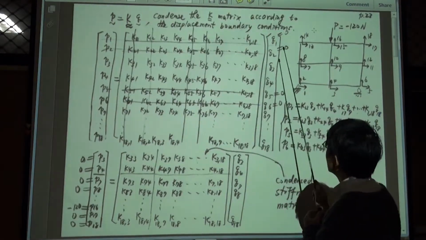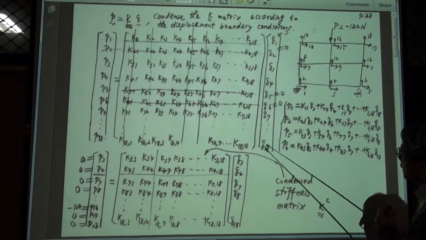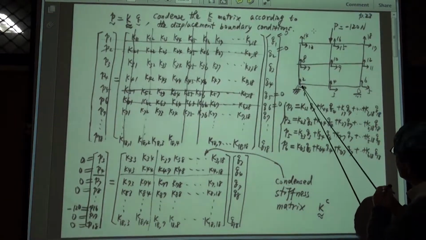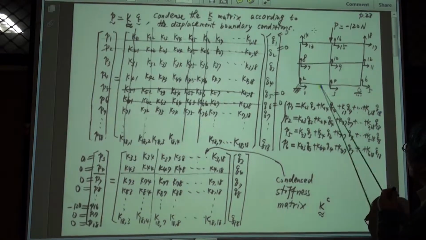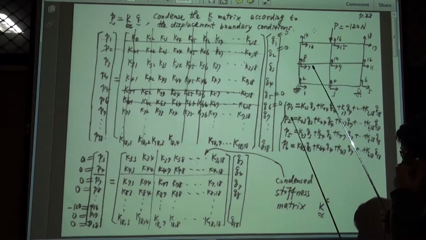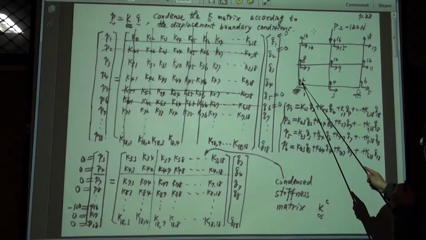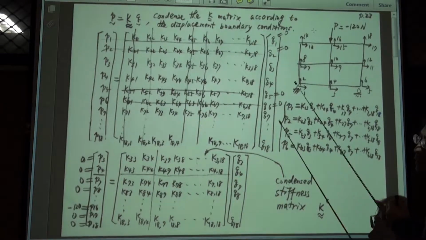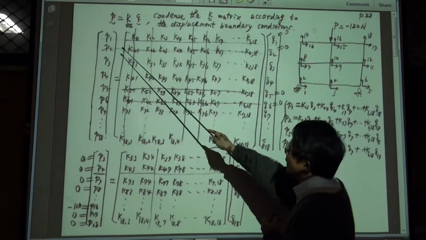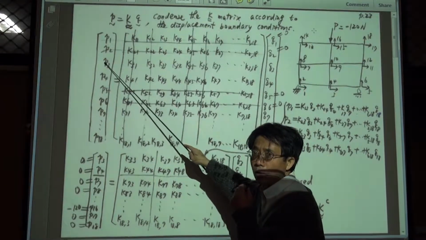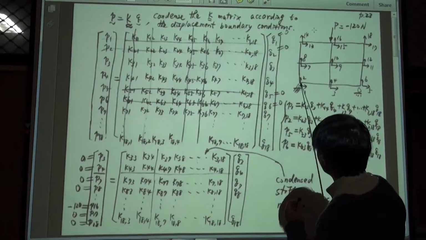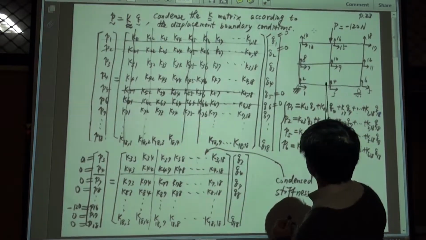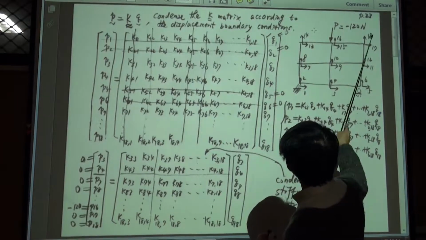What are they? See, Q1, Q2, Q3 to Q18. This vector represents the nodal displacement of all the nodal points: Q1, Q2, Q3, Q4, Q17, Q18. And here are the nodal forces for the whole beam: P1, P2, P3, P4, and P18.